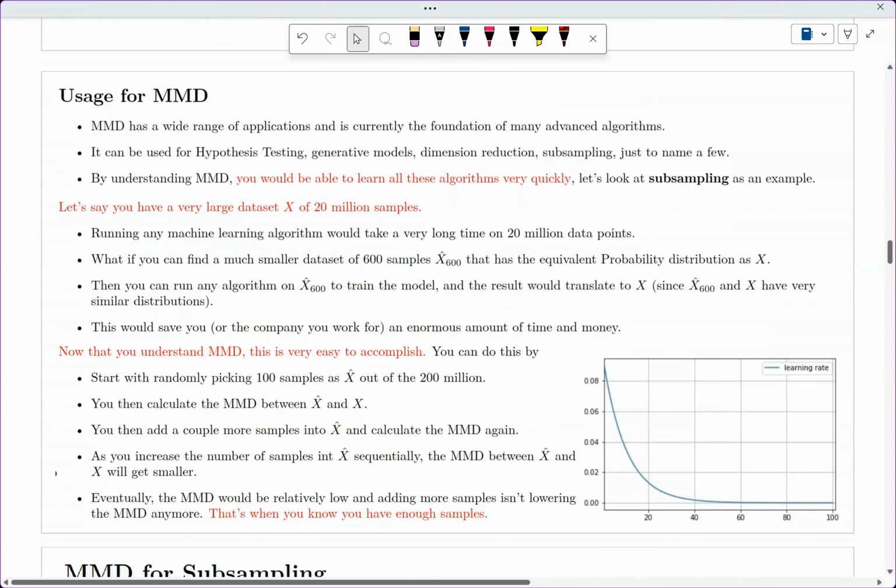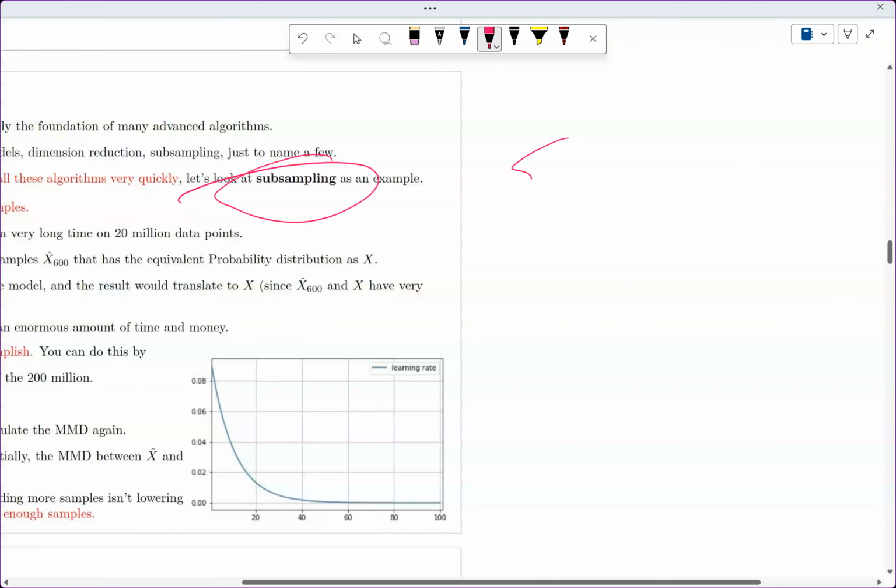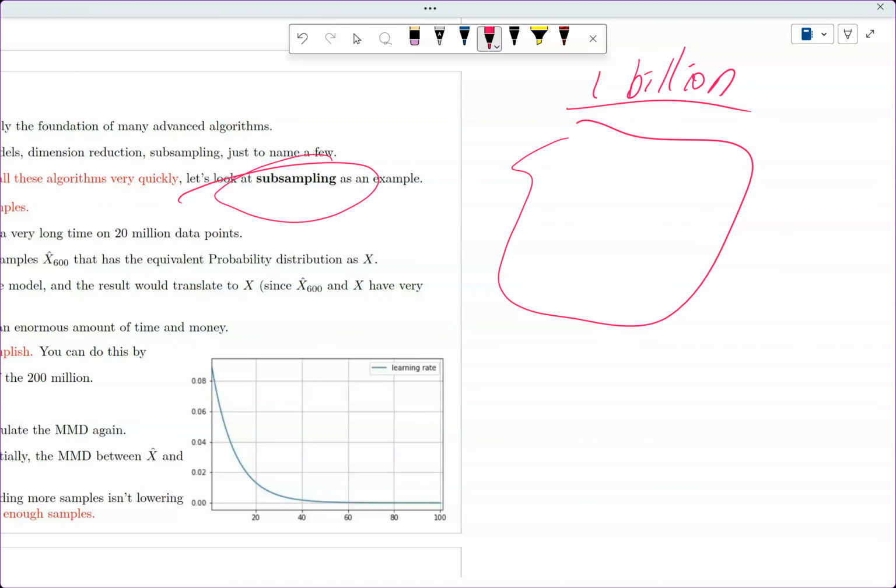All right, so with MMD, there are many applications. One of which is called subsampling. Let's say you have 1 billion samples. If you need to run any kind of algorithm on this, it will take a really long time because you have 1 billion samples. And very often, you don't need the entire 1 billion samples. Instead, you can pick a subset of the samples. Maybe this subset is only 100,000. 100,000 is still a big number, but much smaller than 1 billion. Maybe just by using 100,000 samples, it's good enough. So MMD is a way to help you pick these 100,000 samples.